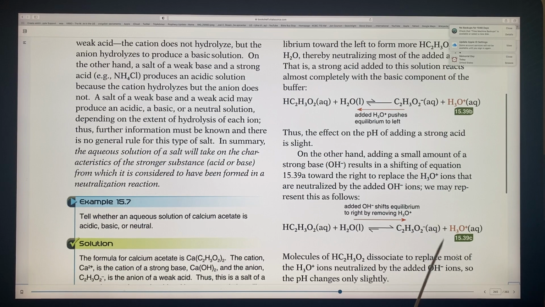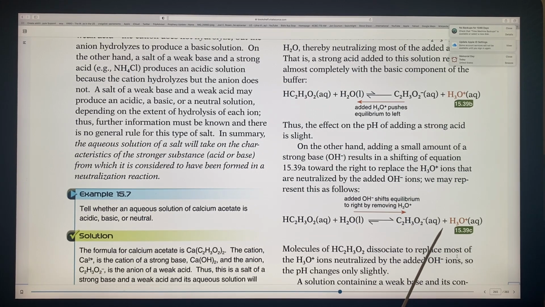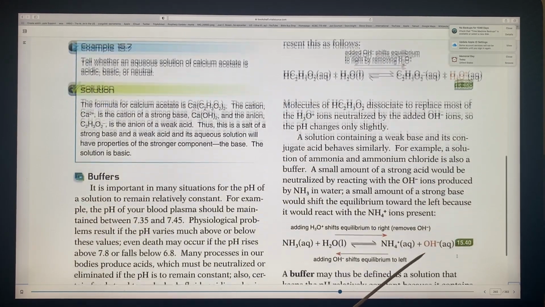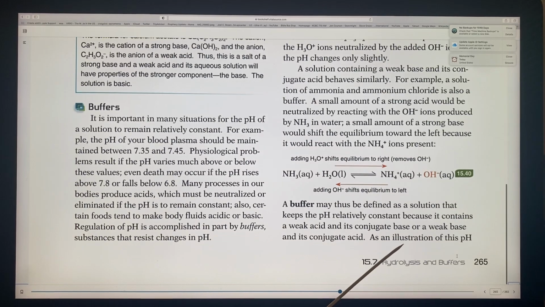After it comes to that point, the shift is going to go, on the other hand, when you add the base, it's going to shift the other direction. So it's kind of like trying to shift to get into equilibrium.